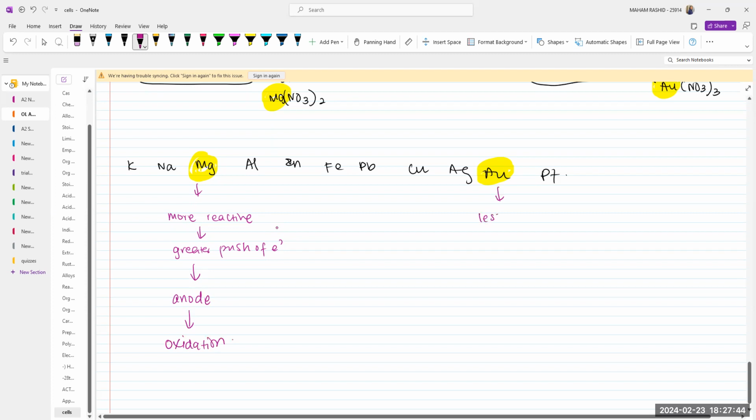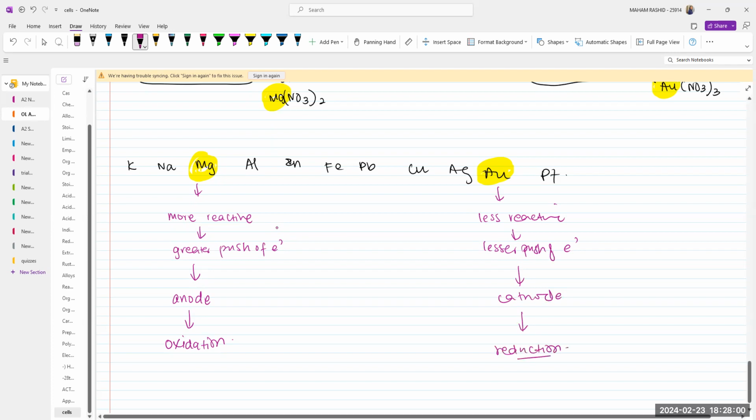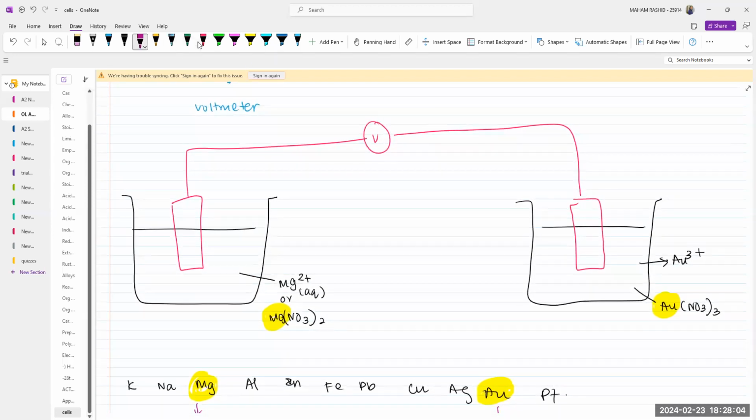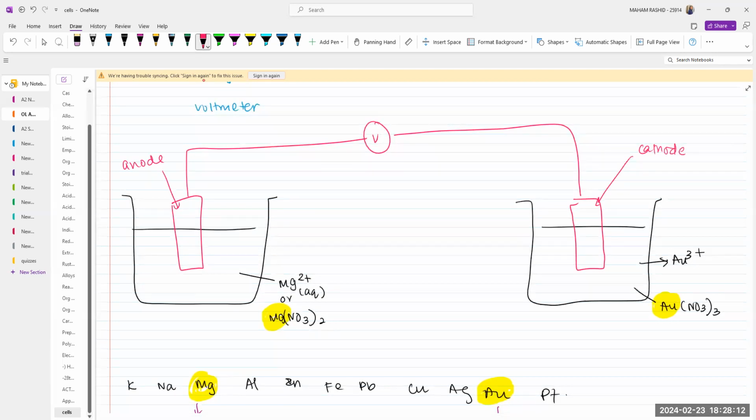This one, less reactive, lesser push of electrons, is the cathode and is doing the reduction process. So this is my anode. This one's my cathode.